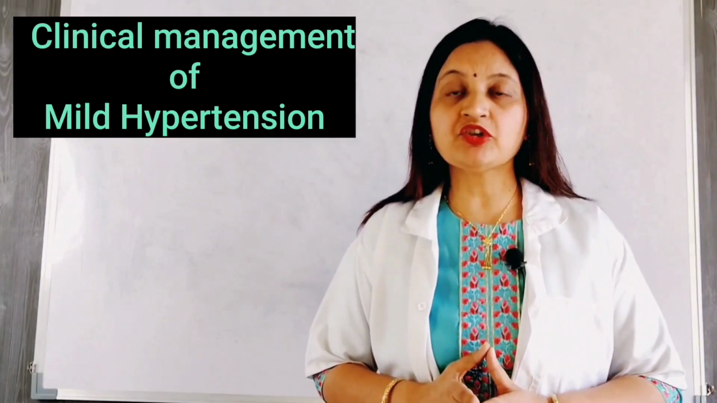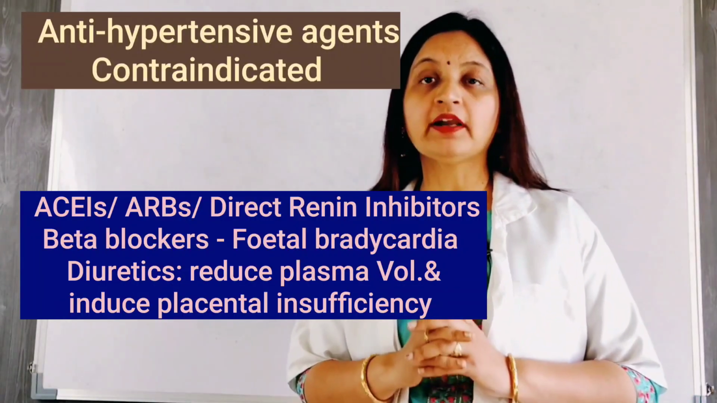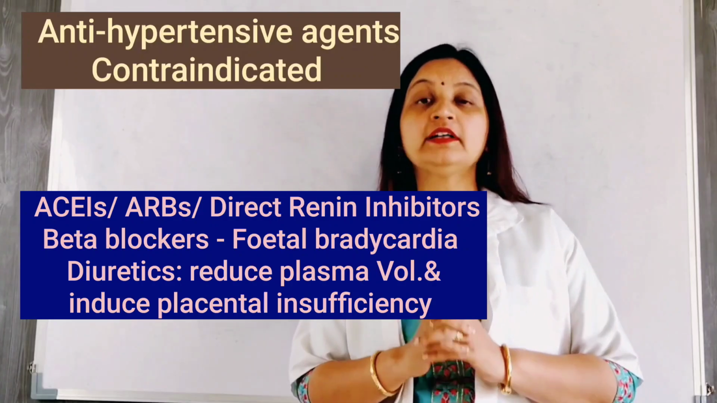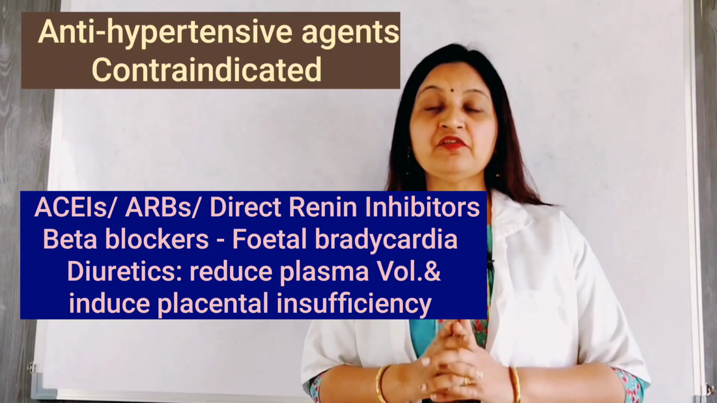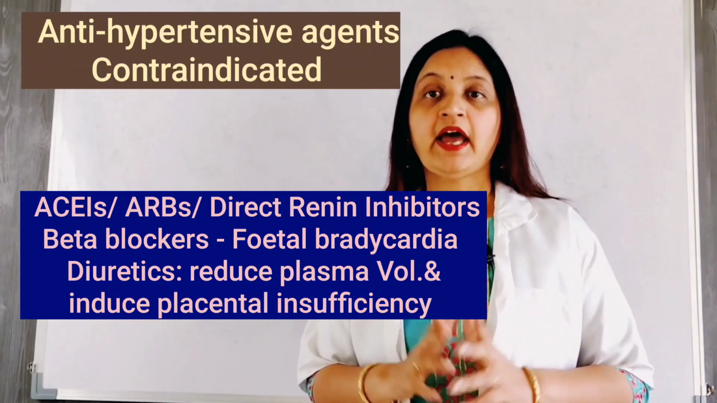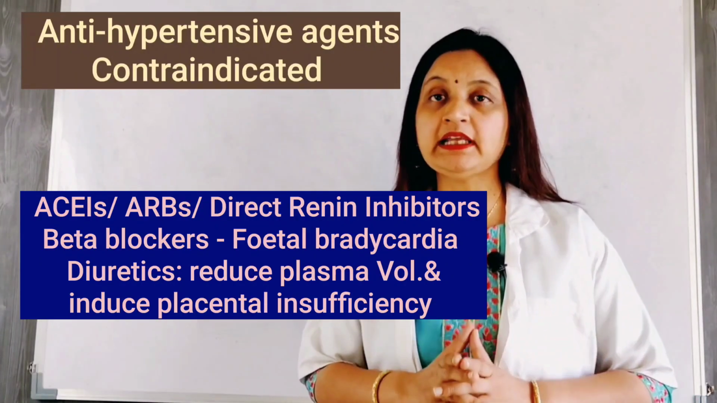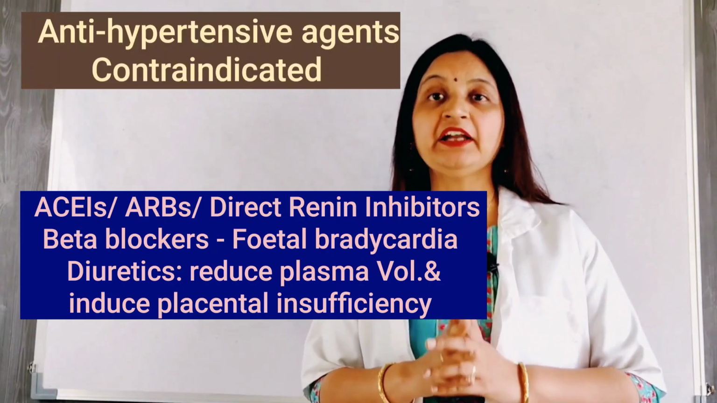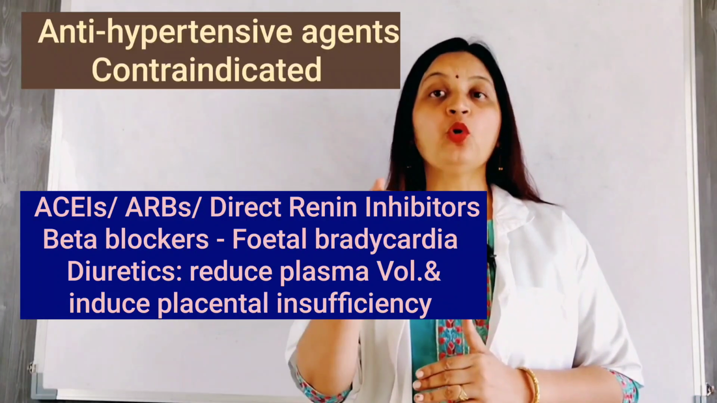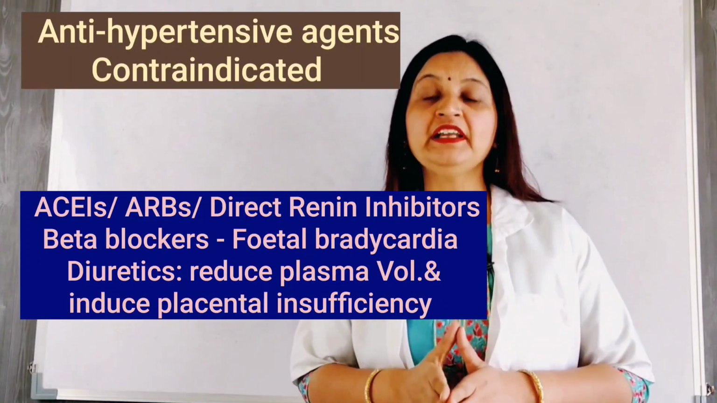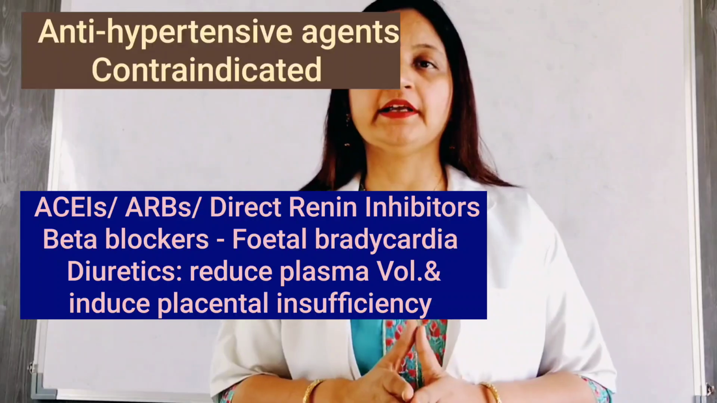The antihypertensive agents that are contraindicated in pregnancy are ACE inhibitors, angiotensin receptor blockers, or direct renin inhibitors such as aliskiren. These are drugs associated with adverse fetal and neonatal outcomes, and therefore are avoided in pregnancy. Second, beta blockers, particularly the cardioselective beta blockers such as atenolol, should be avoided because they are known to reduce the heart rate and induce fetal bradycardia.